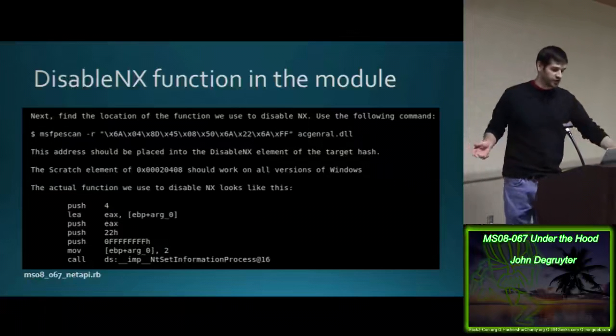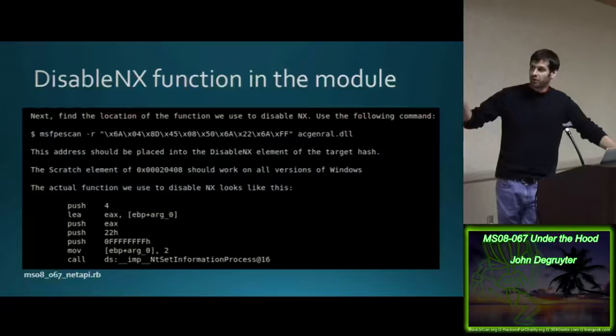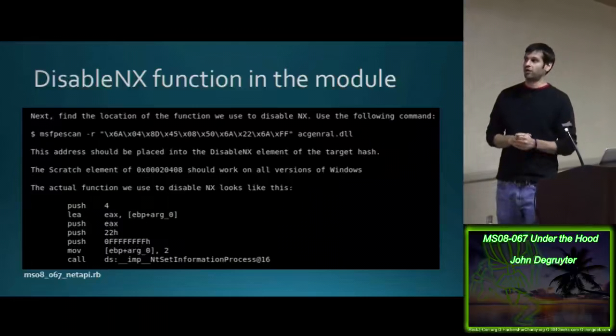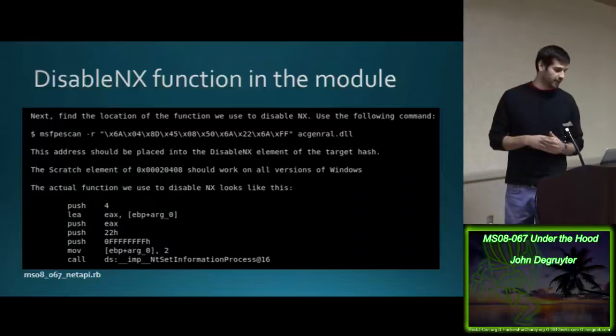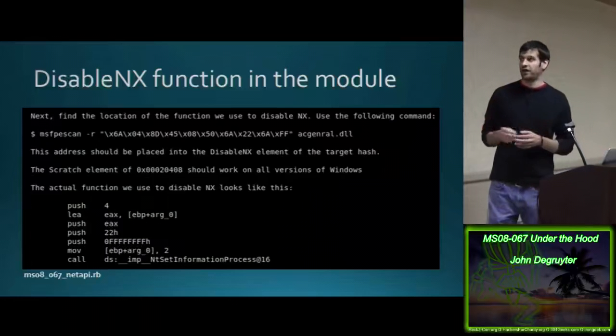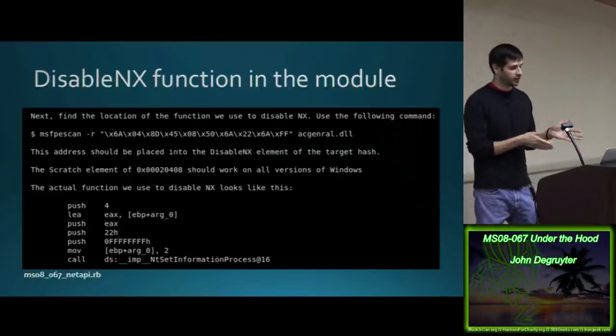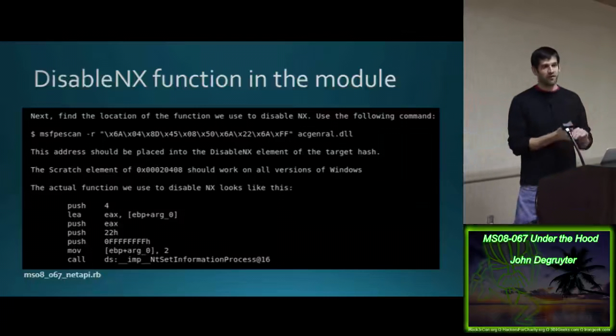So here they show us the function, what it looks like: push, LEA, push, push, push, move, call. So those are the instructions here that are in this function. So it shows us that, and then it shows us the bytes we had to look for. So 6A048D45, we search for those in the DLL. And those bytes actually make up the assembly instruction. So if we search for those, and we have a match, we can find the offset of this function in the DLL.